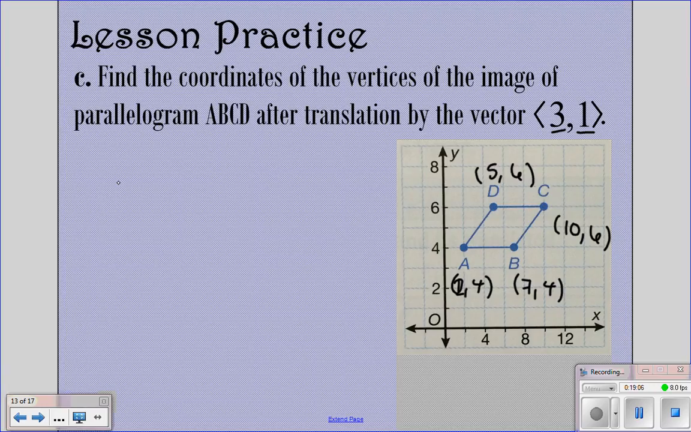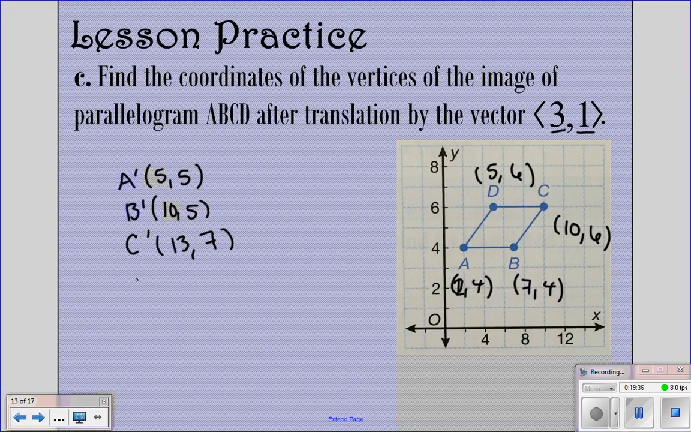And so then for A prime, you're going to end up with 5, 5. For B prime, you're going to end up with 10, 5. For C prime, you're going to end up with 8, 7. I'm sorry, that's D prime. I'll write that one in a second. For C prime, you're going to end up with 13, 7. And then for D prime, you have 8, 7. And so that would be the coordinates after the translation.